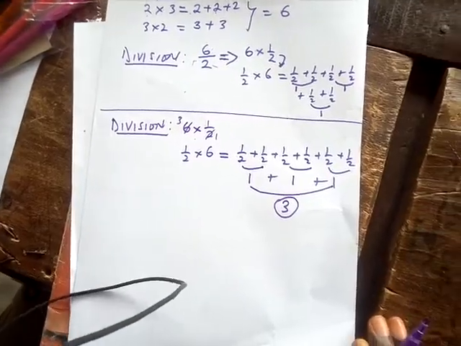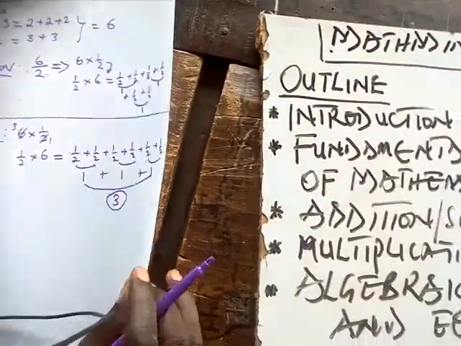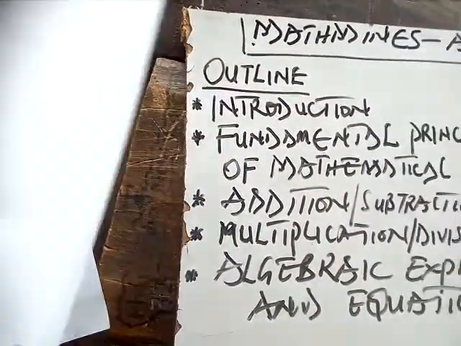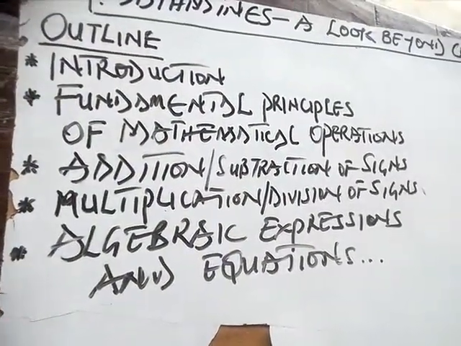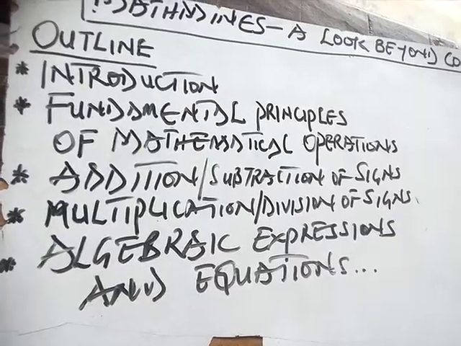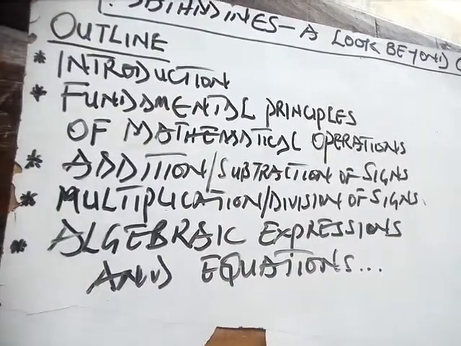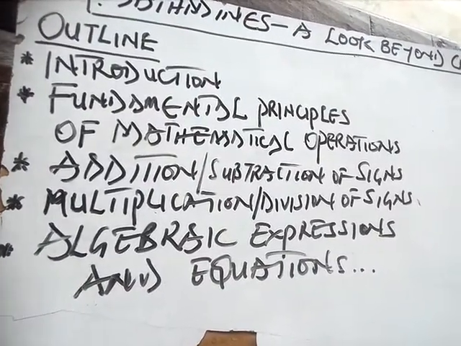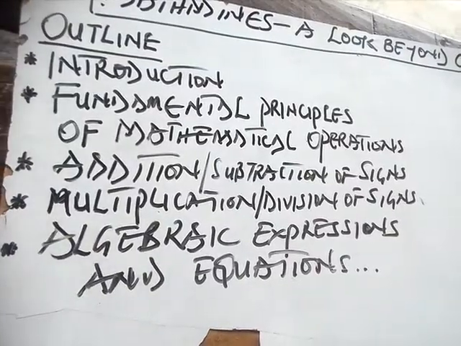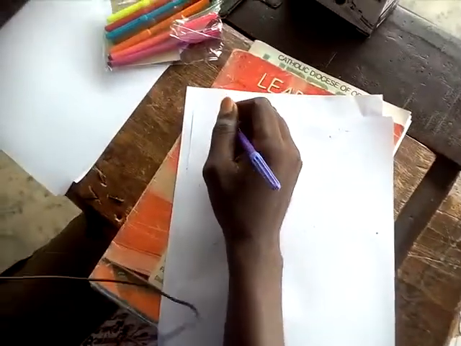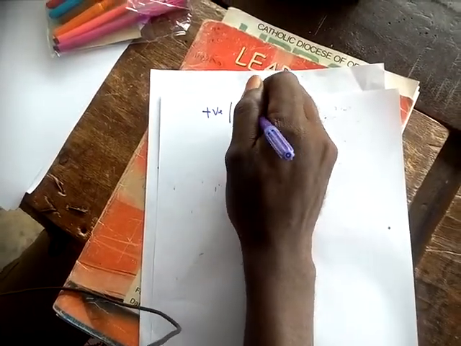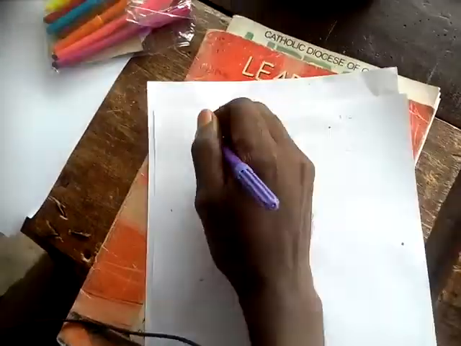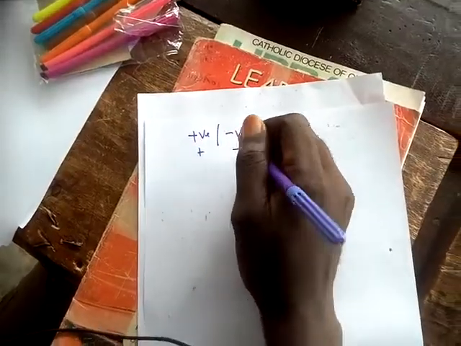So quickly, let's leave that place, and then I will take you through what we call the rules of addition and subtraction of signs. When you add or subtract two numbers, they have signs. There are two signs we know in mathematics: the positive sign and the negative sign. The positive is the plus and the negative is the minus.